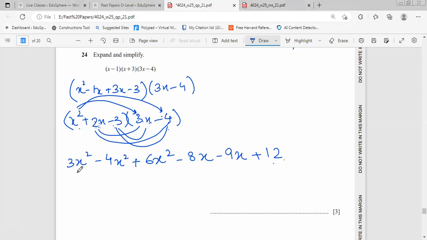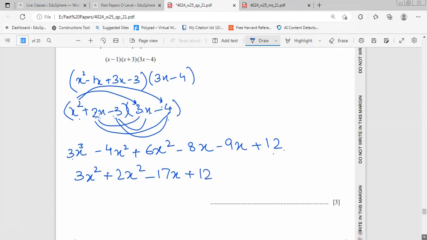Now let's see. 3x squared minus 3x cubed. Okay, so for minus 4x squared, this was minus, this was 3x cubed. So here, 3x cubed will be written as it is, plus 6x squared minus 4x squared will be written plus 2x squared. This is going to be minus 17x, and this is plus 12. Okay, this is the final answer.